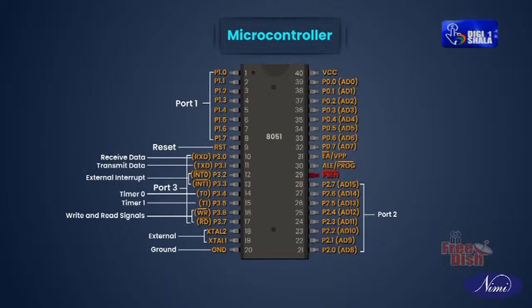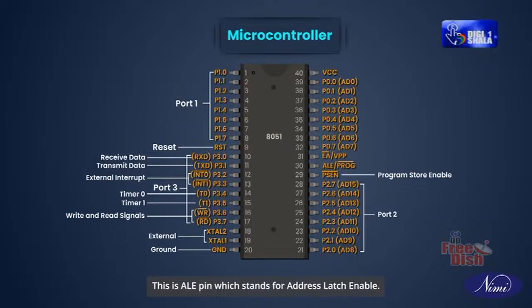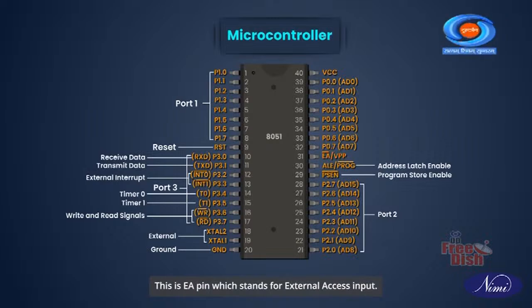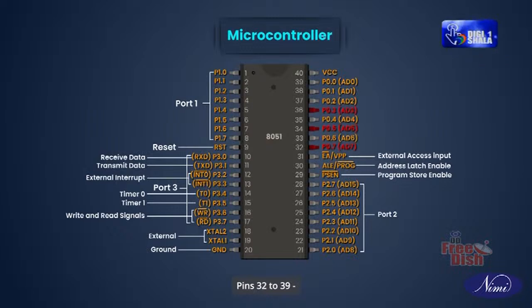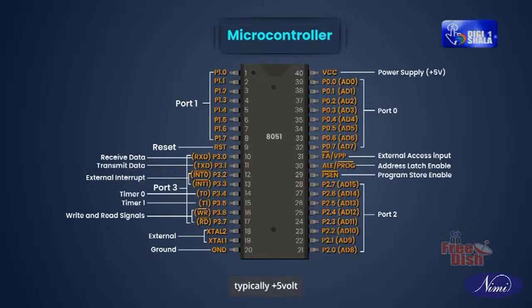Pin 29. This is the PSEN pin, which stands for Program Store Enable. Pin 30. This is the ALE pin, which stands for Address Latch Enable. Pin 31. This is the EA pin, which stands for External Access Input. Pins 32 to 39. These pins are known as port 0. It serves as an input or output port. Pin 40. This pin is used to provide power supply to the circuit, typically plus 5 volt.